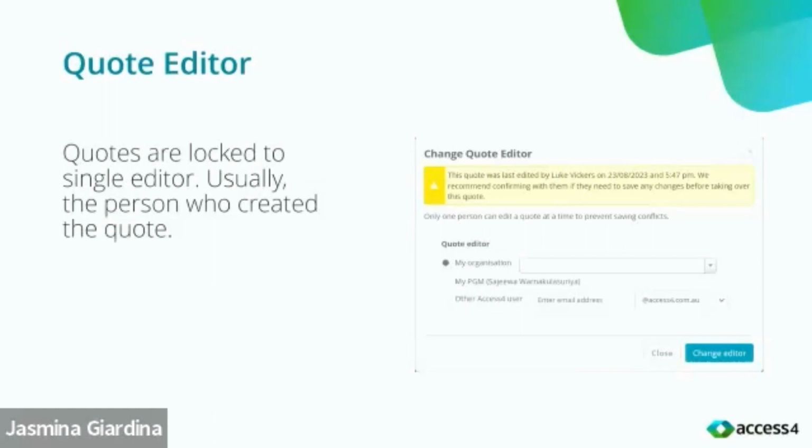You can also change it to be someone within Access 4 if you need to be, your PGM or your solution consultant. You can also change it to someone else in your organization. So very useful from that side. We do lock it so only one person's making changes to a quote at one time. This is just to make sure that if multiple people are making changes, it could change, for example, the end service list, things like that. But yes, so this is now available. Just update who the owner is, and then someone else can modify the quote.